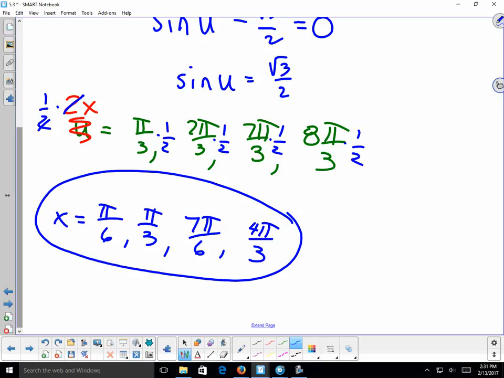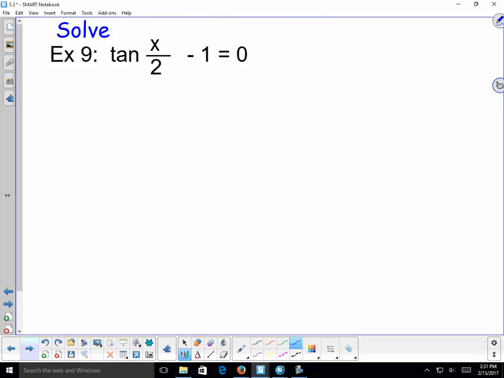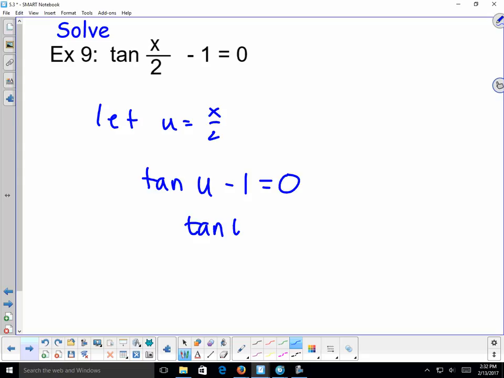We're going to take that quiz in about 2 minutes, but I just want to get you started and set up on this one, because this one we're going to have to also make a substitution. Let's let u equal x over 2 this time. So that means we're really solving tangent u minus 1 equals 0. Add 1 to both sides, we get tangent u equals 1. But where should we be looking? Between 0 and 2 pi, 0 and 4 pi, where are we looking?